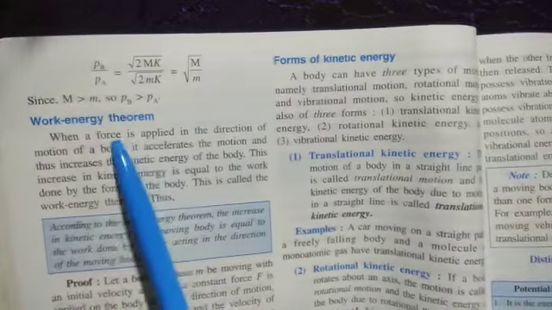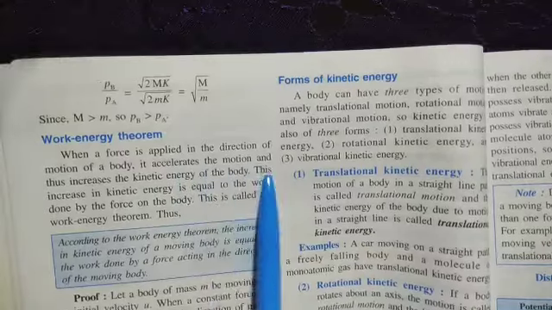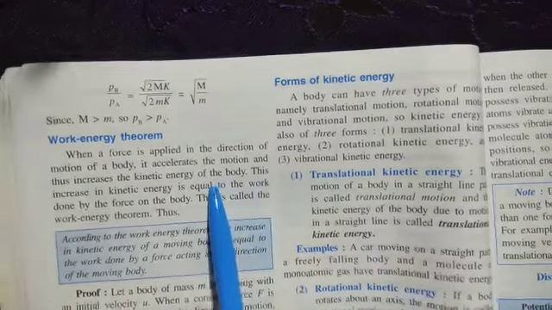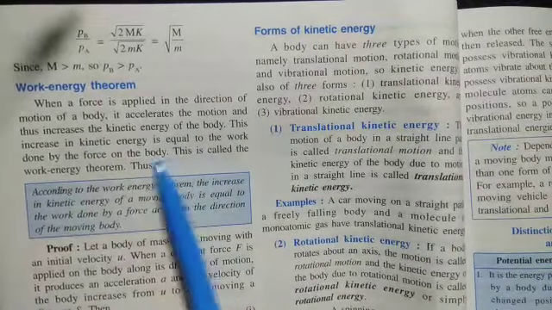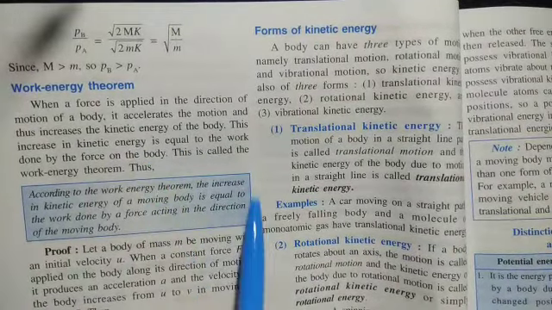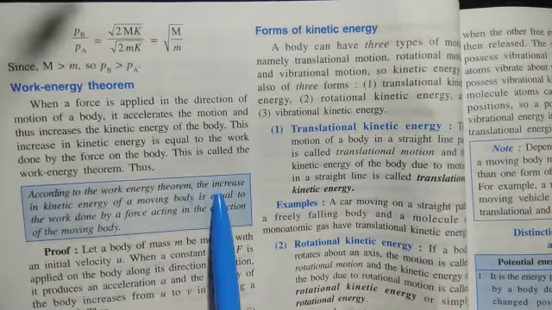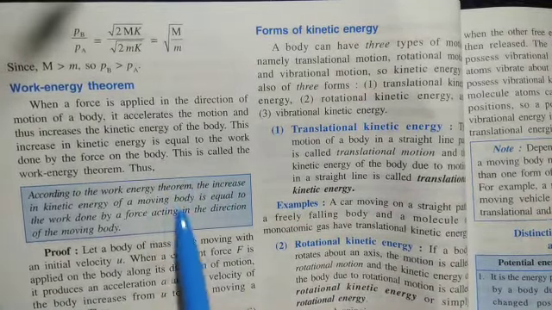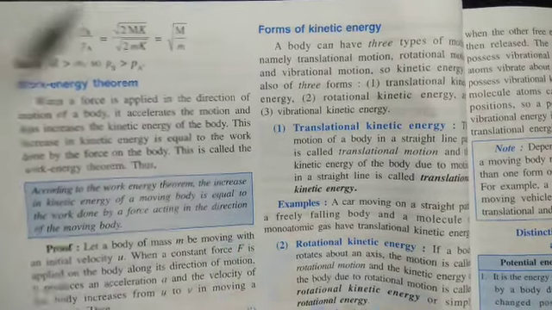Work energy theorem. When a force is applied in the direction of motion of a body, it accelerates the motion and thus increases the kinetic energy of the body. This increase in kinetic energy is equal to the work done by the force on the body. This is called work energy theorem. Thus, according to work energy theorem, the increase in kinetic energy of a moving body is equal to the work done by a force acting in the direction of the moving body.